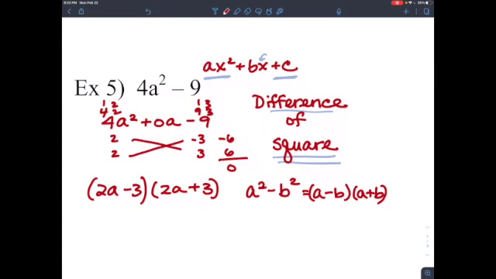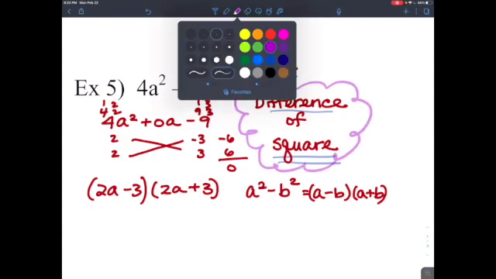If you can square root every single term, and the middle sign is a negative, you can do this every single time. Okay, I hope that helps on the explanation, a difference of squares, and then here's the formula.